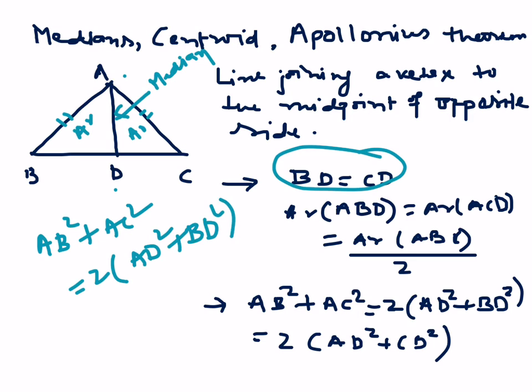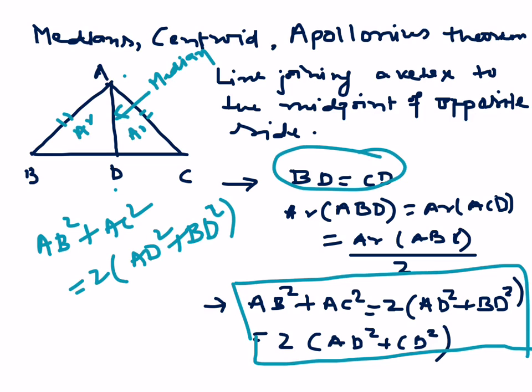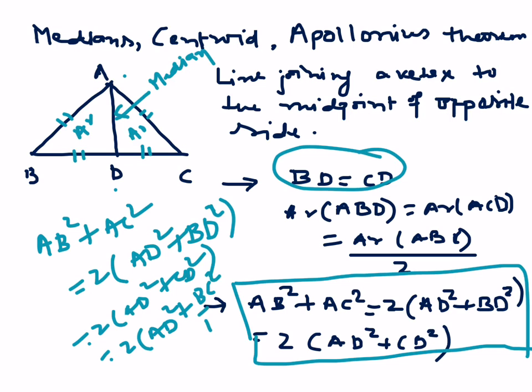BD is the half length here. I have written this here also, you can see BD is equal to CD. These are equal, so you can also write it as AD square plus CD square, and as BD equal to CD is equal to BC by 2, these are nothing but half the length of BC. This will be equal to 2 AD square plus BC square by 4 also. These all mean the same thing.